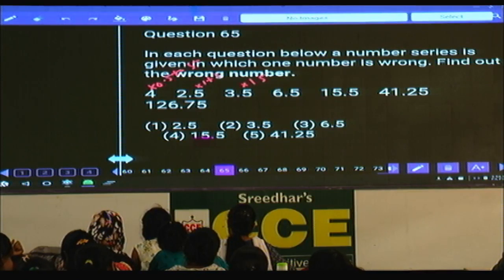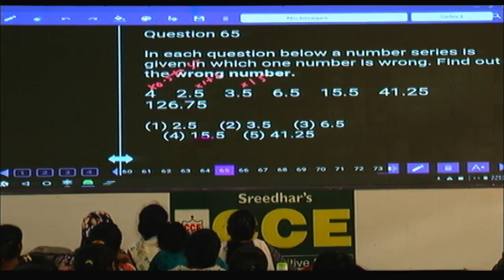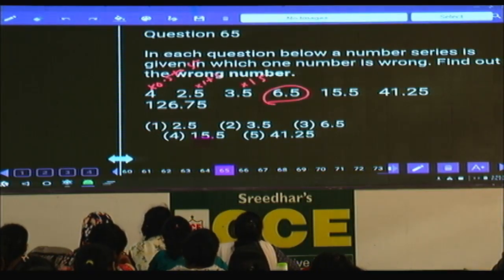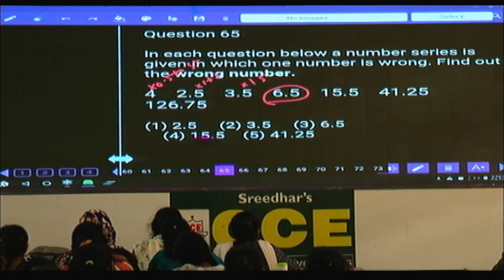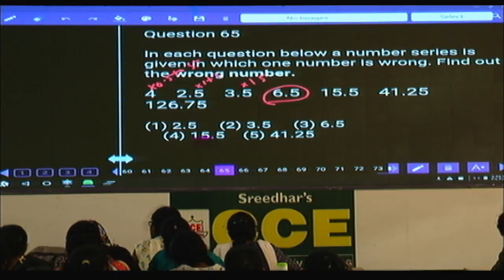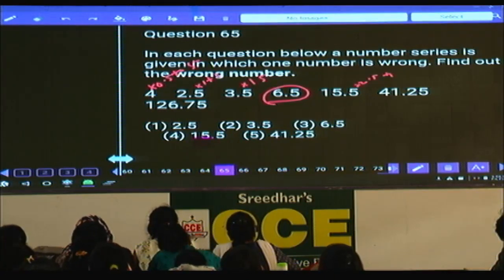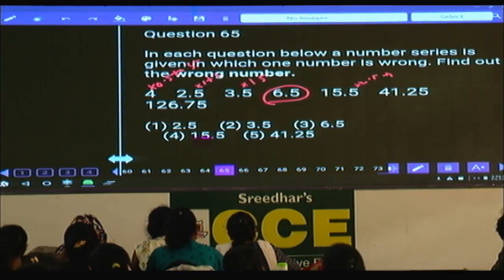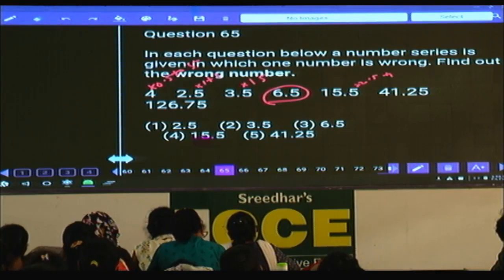What should be the number? Some 2.5 should come, but here 2.5 is not coming. That is the wrong one. Then into 1.5, next into 2 and into 2.5 plus 2.5. Isn't it? Then you will get the answer. Hence what is your answer here? 6.5 is the wrong one.